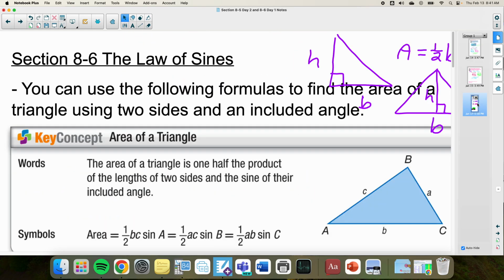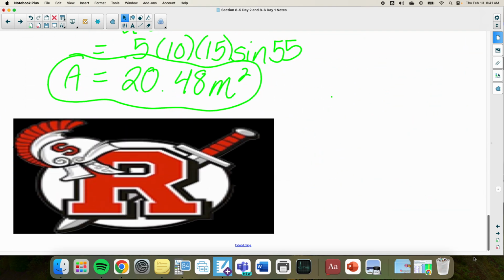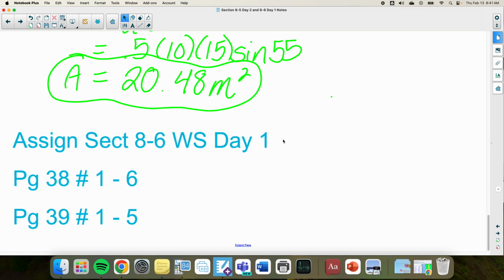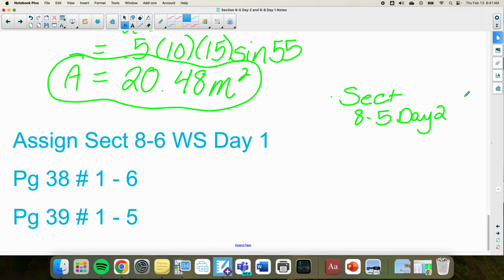Then for this assignment, there's a worksheet, and this is what I taught last. You're going to do those problems. That's the one where you just go 0.5 times the two sides times the included angle. Can you guys write on the top for this? Just write section 8.5 day 2 and 8.6 day 1.